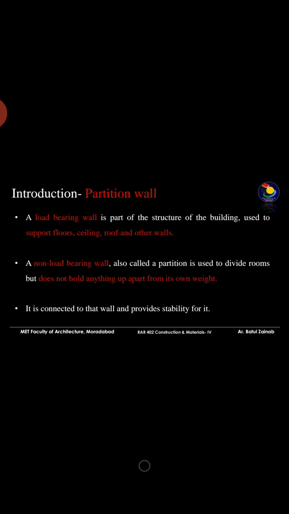A load bearing wall is part of the structure of the building used to support floors, ceilings, roofs, and other walls. A non-load bearing wall, also called a partition, is used to divide rooms but does not hold anything apart from its own weight. Therefore, they are non-load bearing. It is connected to that wall and provides stability for it. So they are just connected to the internal walls to provide them the stability to stand.